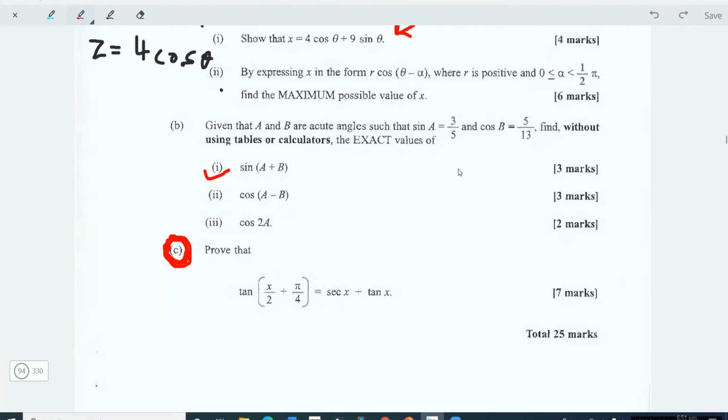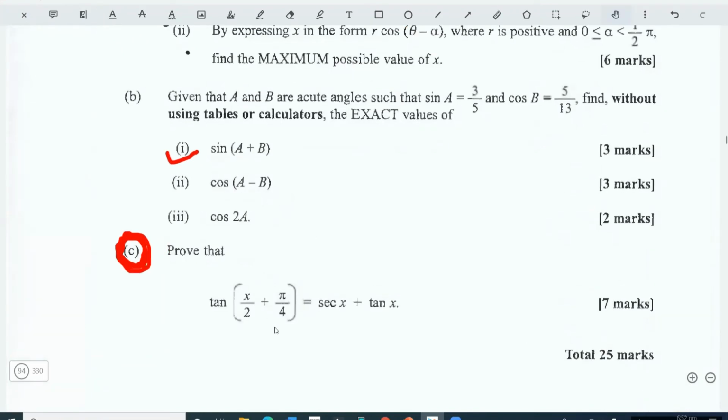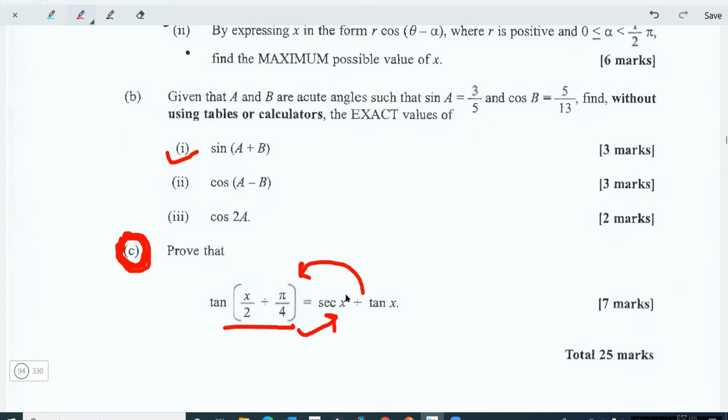So we need to prove that tan of (x over 2 plus pi by 4) is equal to sec x plus tan x. Now I'm not going to lie, guys, this question was challenging. What I had to do to get to this wasn't normal. And the reality is, I can't prove this equal to this directly. So what we're going to do is prove this equal to this, but then do it the reverse way.